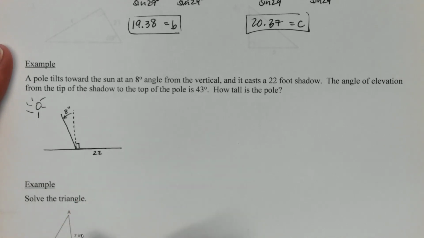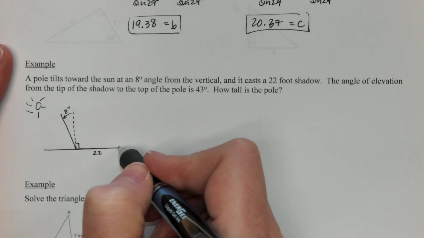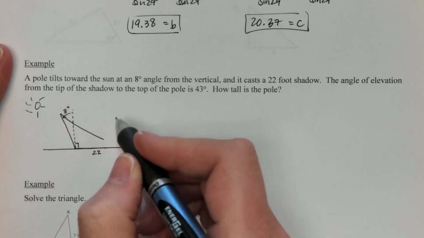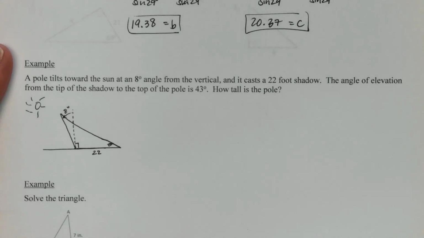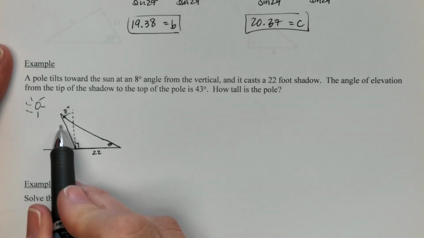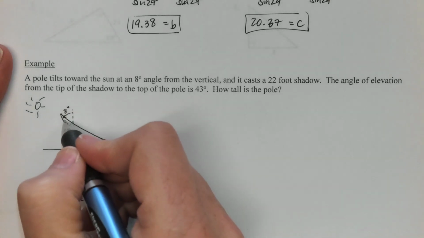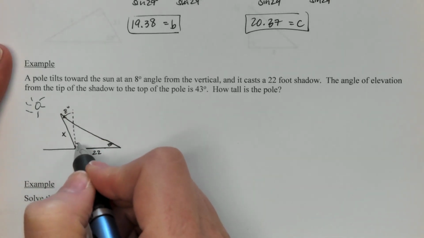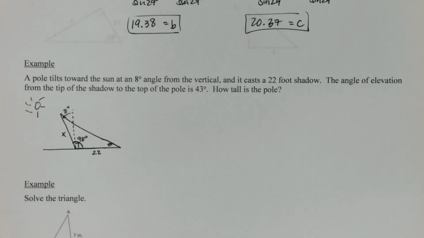Shadows are on the ground, so the 22 is going to go down there. What is the angle of elevation from the tip of the shadow to the top of the pole? And we've talked about angle of elevation before. That'll be down on the ground, and we're looking for how tall is the pole. So this angle right here is 8 degrees, and then tacked on with my 90, that makes this angle down here 98 degrees, because that pole is tilted 8 degrees away from vertical.